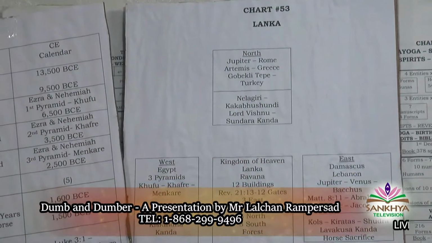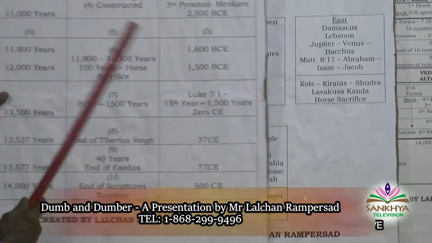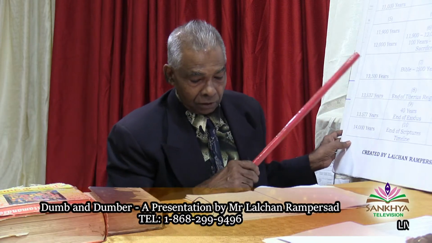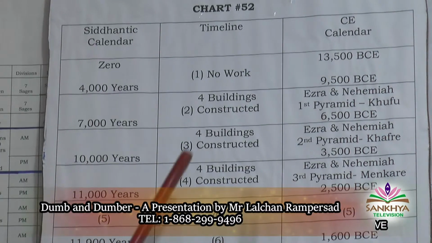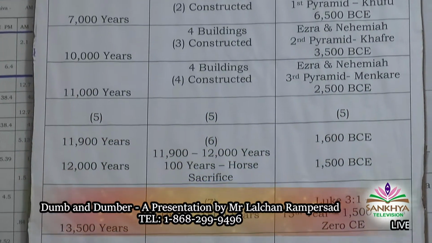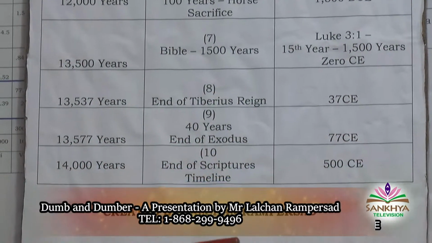Challenges to date structures, from chart number 53. I presented 12 structures here in chart number 53: 3, 6, 9, 12. These are 12 structures. The challenge is to date when these structures were built, starting from 0 year, or 13,500 BC, and confirm or reject anchor points on chart number 52. These are all anchor points. I presented anchor points on the last occasion, but I think I only used 2. Now all of these are anchor points. So you have to try to anchor the Siddhantic calendar to the CE calendar.